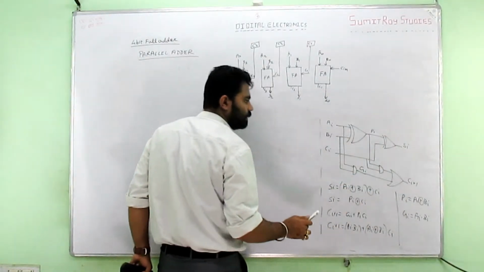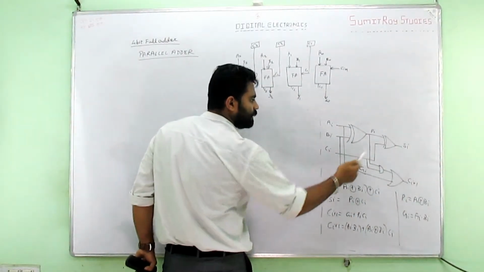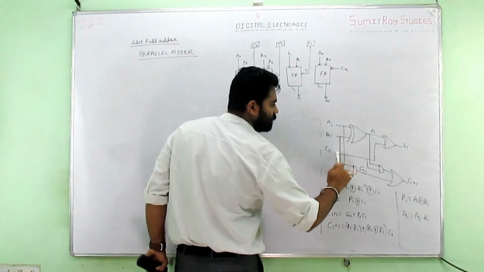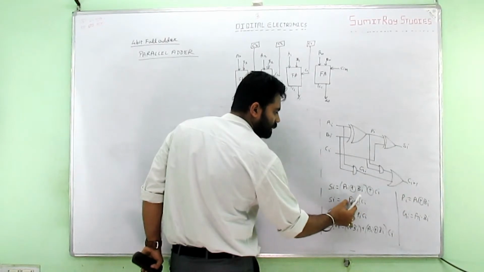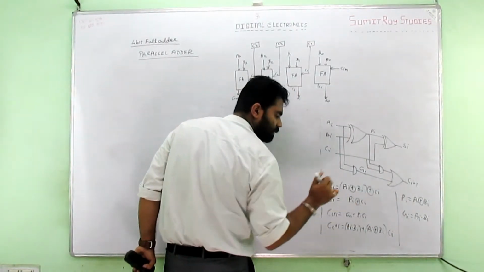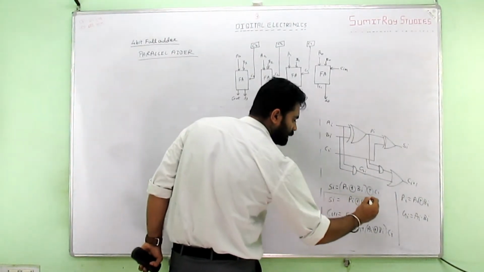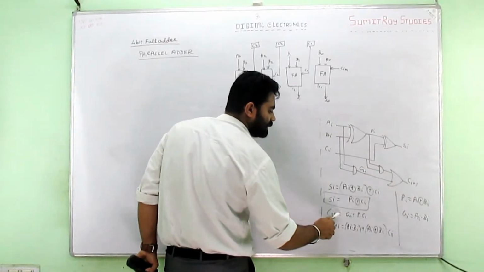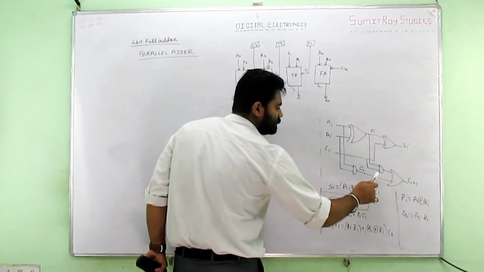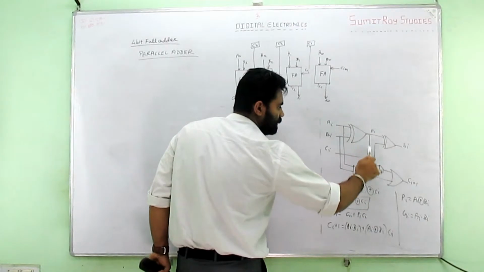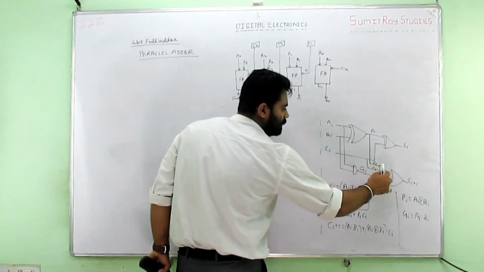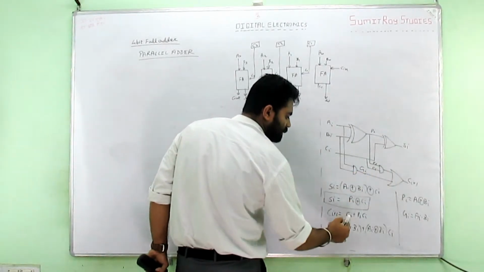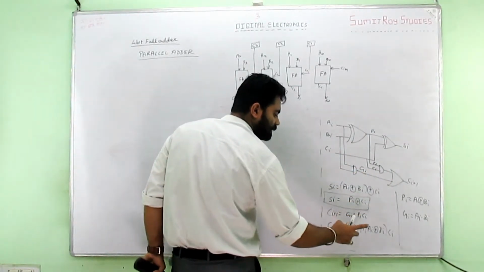So this is Gi. Based on this, I've written Si is Ai Bi exclusive OR with Ci. Ai Bi exclusive OR is named as Pi. So Pi exclusive OR with Ci is Si. Similarly, Ci plus 1 is Gi plus Pi Ci. So Pi Ci plus Gi is Ci plus 1.